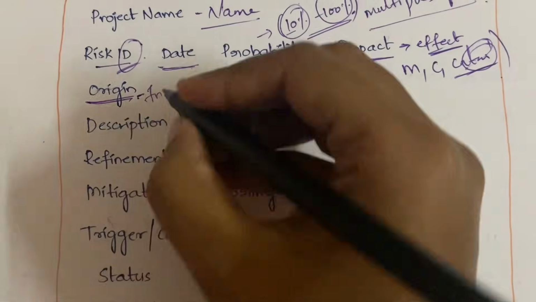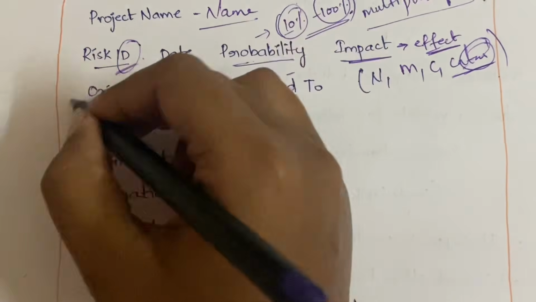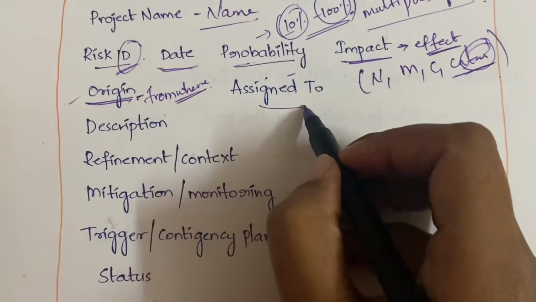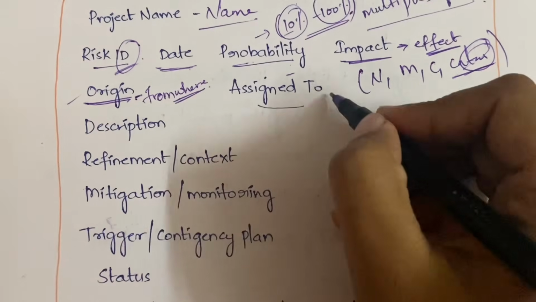Okay, so from where the risk has started, that is called the origin. Next, assigned to. So this is assigned to whom? Who should rectify this risk, who should work on this risk, that is the person's name will be mentioned here.